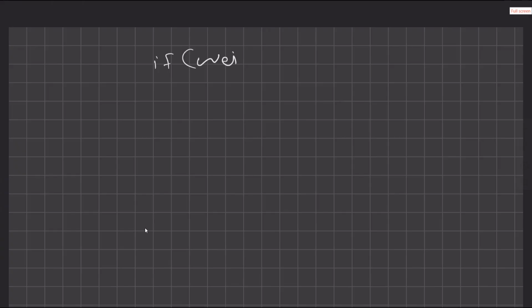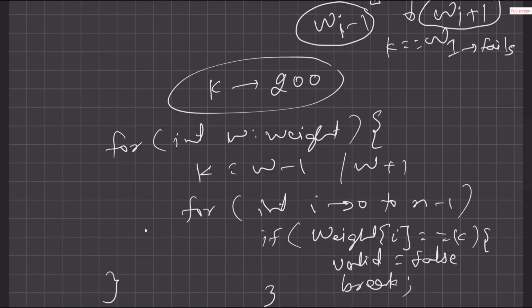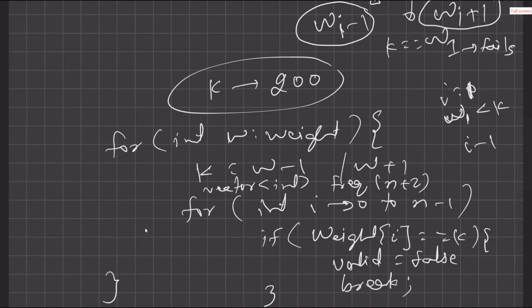The other thing that I'll be doing is checking if the weight of I is lesser than k. For every k, I'll be maintaining one frequency vector, and its size will be n plus 2. Why n plus 2? Because let's say when I is equal to 0, the first element, and the weight of the first element is lesser than k, in that case we'll have to go I minus 1.